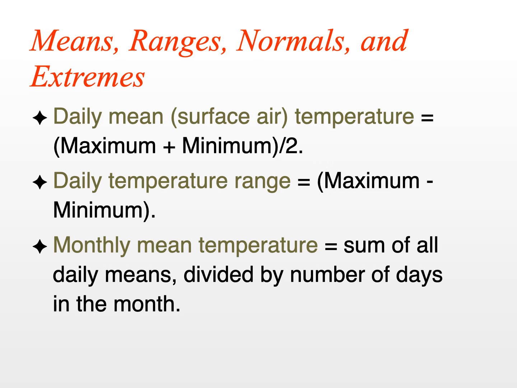Let's look at some of the usual values we calculate from these measurements. And these things that we calculate, we can call them statistics, or means, ranges. We calculate out normals or extremes. A daily mean temperature is equal to the maximum temperature plus the minimum temperature divided by 2. That's the daily mean temperature. Daily temperature range is a measurement of the difference between the maximum and minimum temperature, so we go max minus min. If we want to figure out the monthly mean temperature, we sum all the daily means and divide it by the number of days in the month.